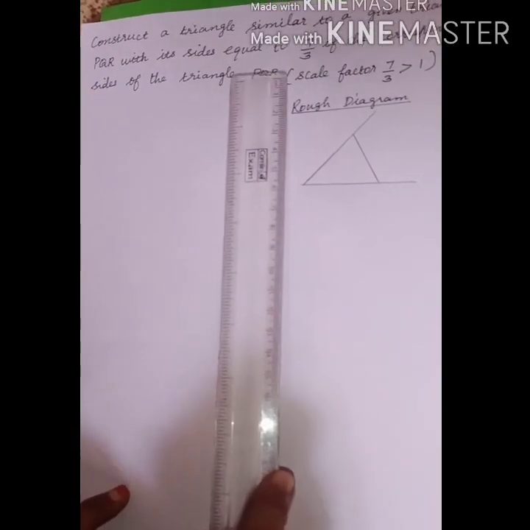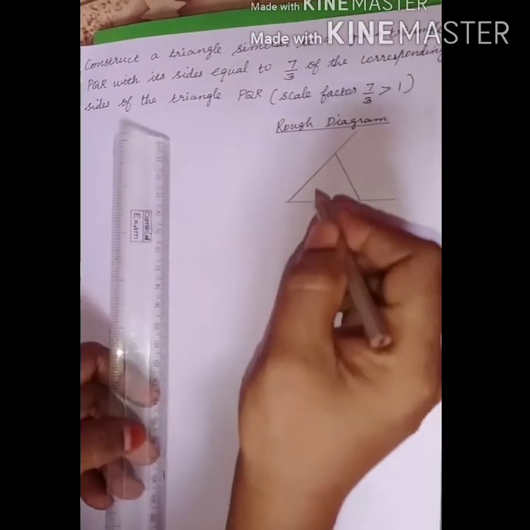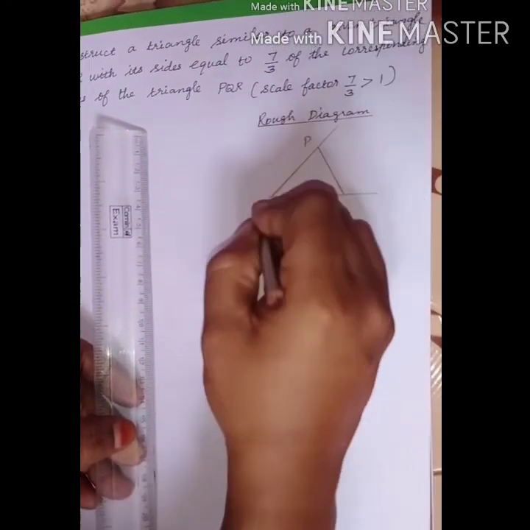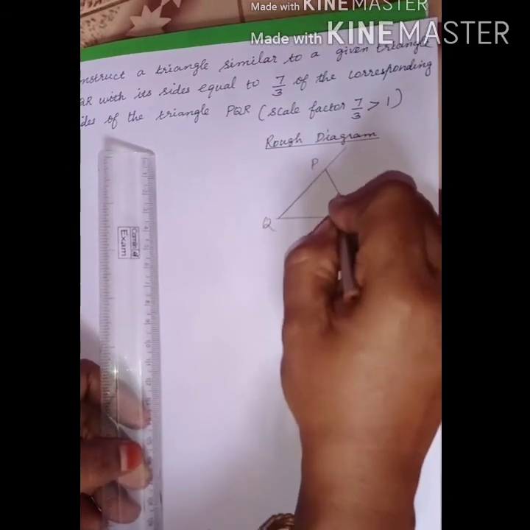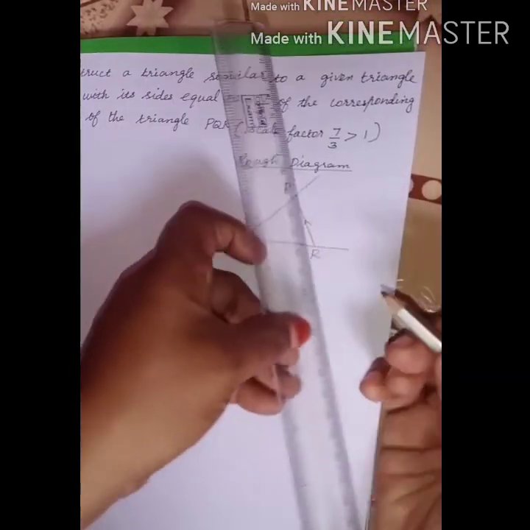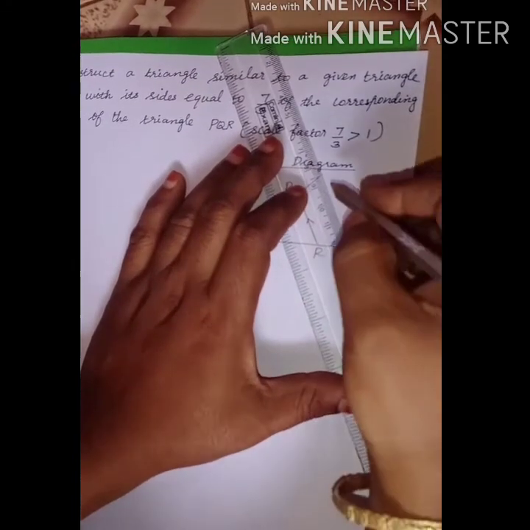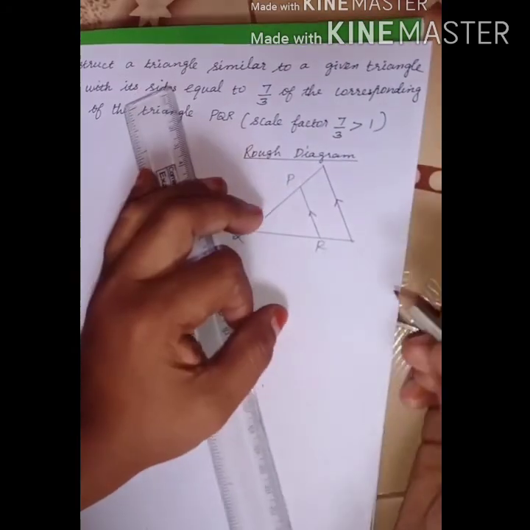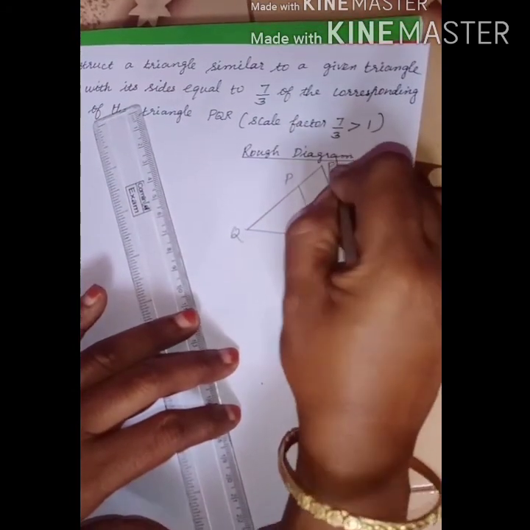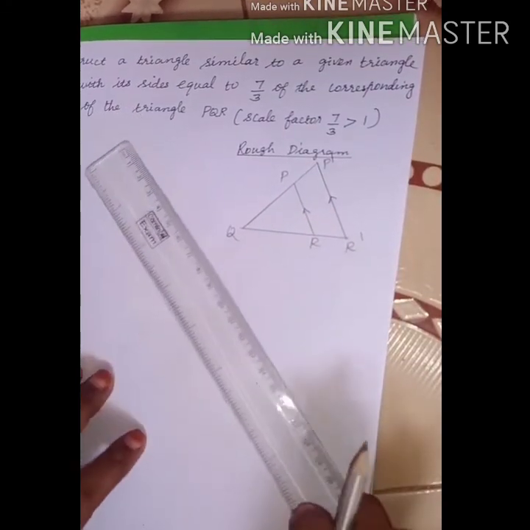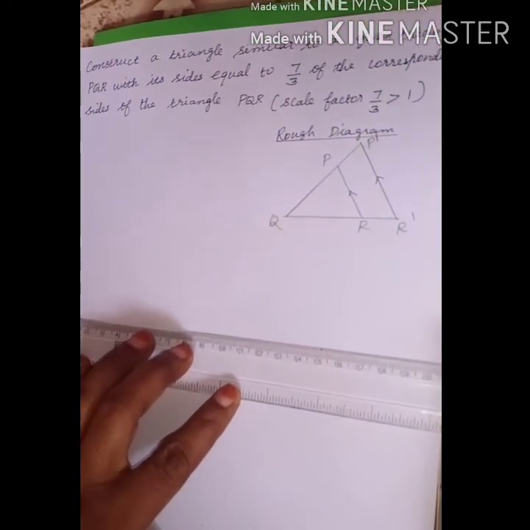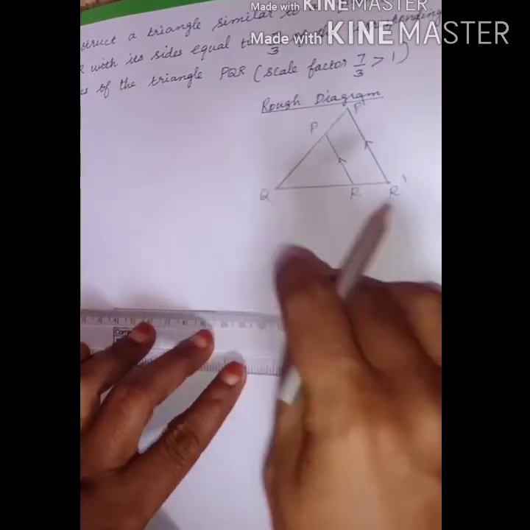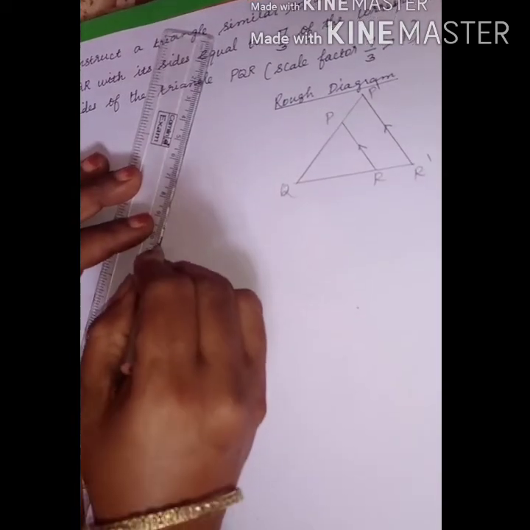Draw the 7 by 3 similar triangle. You draw a triangle and name it PQR. On this side, you parallelly draw a triangle. Since 7 by 3 is greater than 1, it is a bigger one, so you draw it outside. This is the corresponding P dash, this is the corresponding R dash. Approximately you draw a small triangle first and name it PQR.